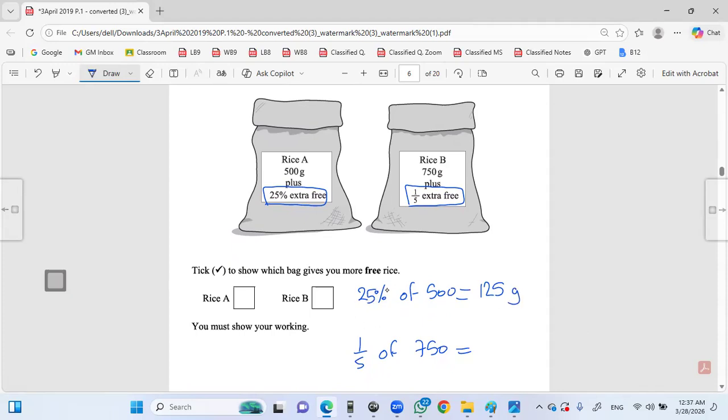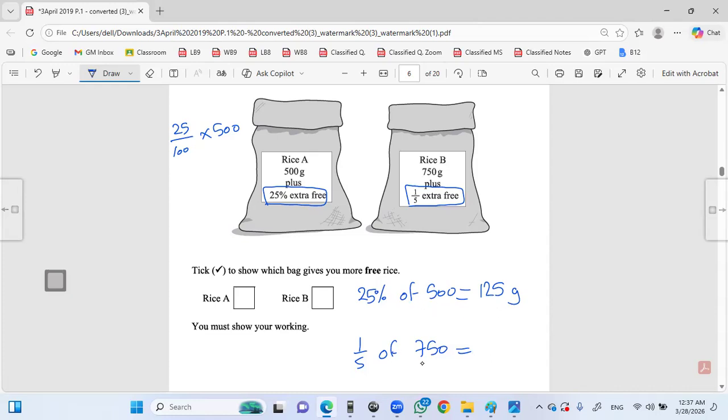I didn't notice that this is a quarter. I did 25 over 100 and multiplied it by 500 and I also got 125 at the end. Fine, not a problem at all. Definitely it would have been much easier if you noticed from the beginning that this is a quarter, so you divide by 4, and it gives you 125 grams.